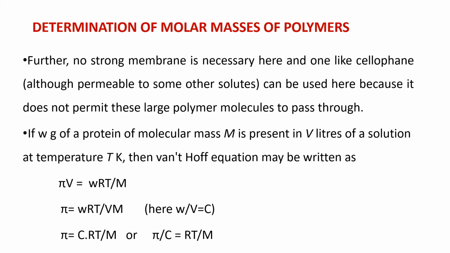Now, how will you determine the molar mass of polymers? Suppose W gram of a protein of molecular mass M is present in V liters of solution at temperature T Kelvin. According to the Van't Hoff equation, pi V is equal to WRT by M. Then pi is equal to WRT by VM. We know W by V is equal to C. Substituting this in the above equation, pi is equal to CRT by M, or pi by C is equal to RT by M.